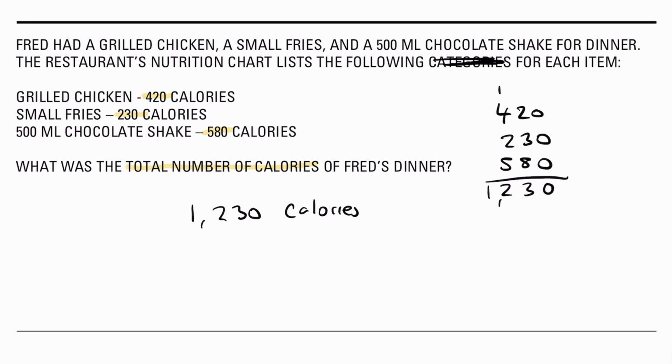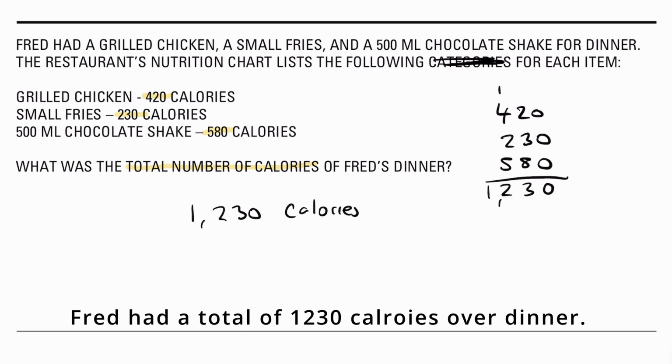The worded answer I would give would be that Fred had a grilled chicken, a small fries, and a 500 ml chocolate shake for dinner, which amounted to a total of 1,230 calories.